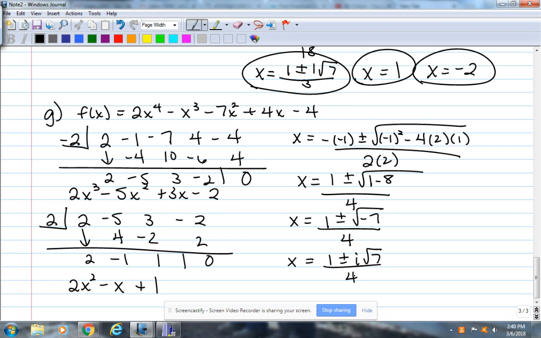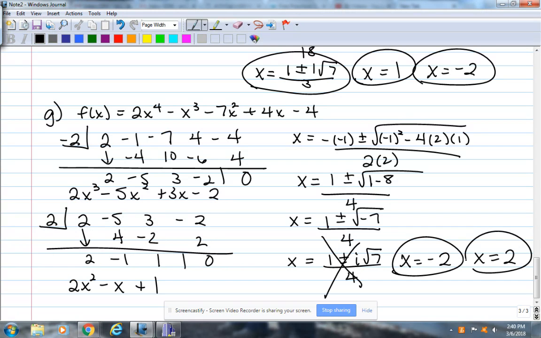I didn't want complex solutions. I didn't want all solutions. I only wanted real solutions, right? So that's technically a solution if it's asking for all solutions, but it's only asking us for real solutions. So that is not it. So my only two, and that's actually 2 because I had a plus and a minus, my 2 reals are just x equals -2 and x equals +2. Boom, boom.